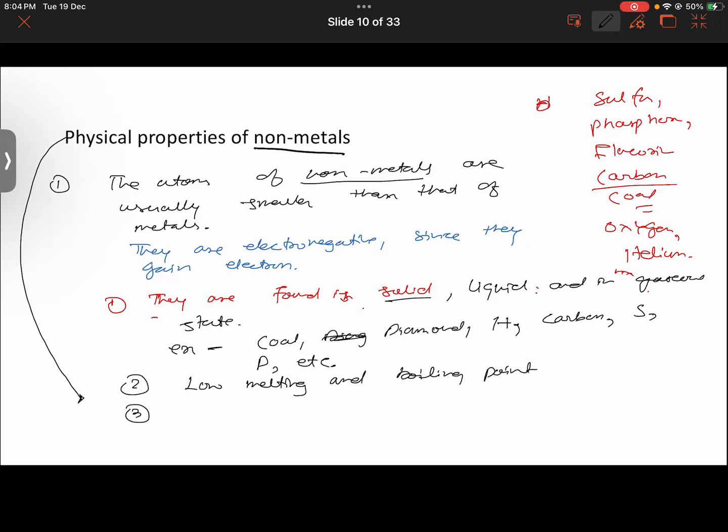Also, they are brittle, meaning that when hit with a hammer they will break into pieces. So they are non-malleable and non-ductile. It will catch fire if you were to heat it. They are also poor conductors of both heat and electricity.